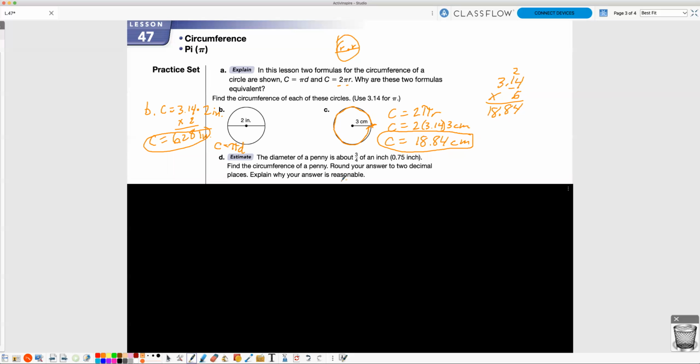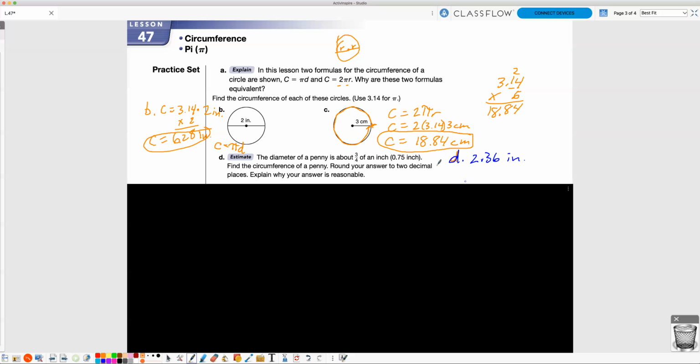Letter D, the diameter of a penny is about 3/4 of an inch, or 75/100 of an inch. Find the circumference of a penny and round your answer to 2 decimal places and explain why your answer is reasonable. All right, for letter D, and let me use a different color here, you should have gotten approximately 2 and 36 hundredths inches.